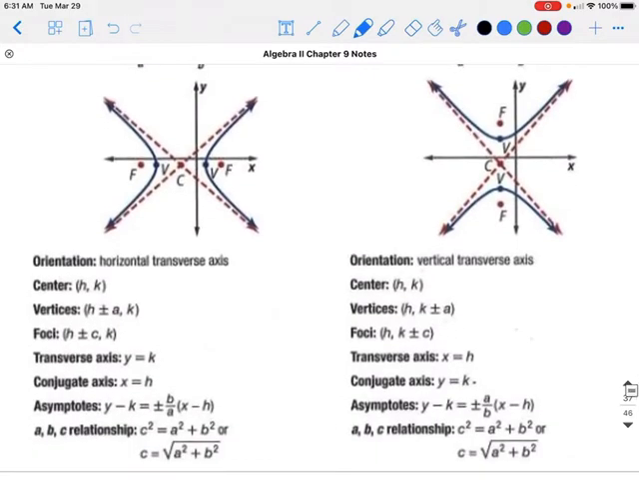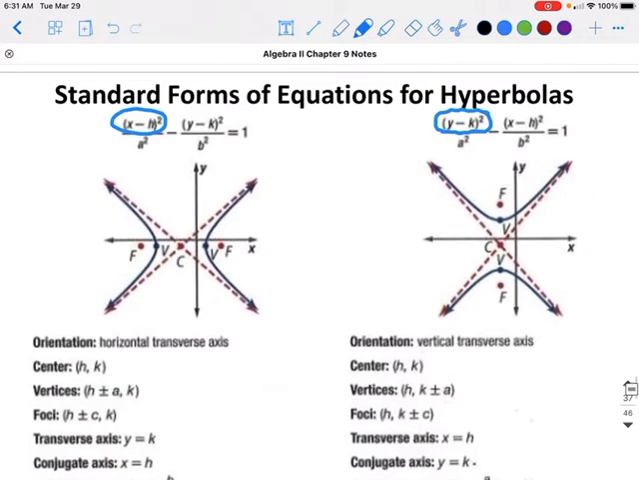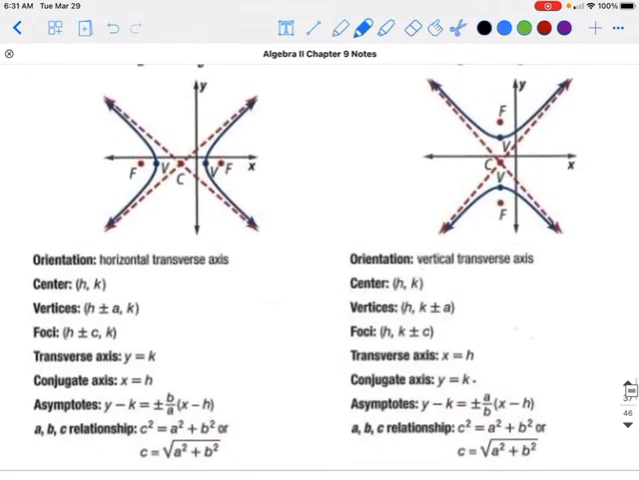We have all of our lovely information again. It tells us how to find our center, our vertices, foci, transverse axis, conjugate axis, but this time we have these asymptotes. And we do have different equations to find the asymptotes. If our x comes first, or if it opens horizontally, the slope of our asymptote will be b over a. If it opens vertically, the slope will be a over b. Another difference between hyperbolas and ellipses: for an ellipse, c squared is equal to a squared minus b squared, but for a hyperbola, c squared is equal to a squared plus b squared.